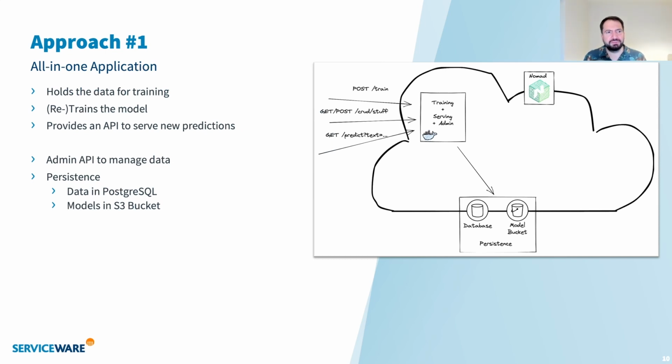So how did we start? What was our first approach? That was a very naive one, where we said, hey, okay, let's just build an all-in-one application where the application holds all the data. It decides when to train and retrain a model, and it provides the API to serve new predictions. Also, alongside that, we have some small admin API where we manage our data and do just basic operations on the application itself. To store all that, for the regular data, we used a Postgres database, and we stored the computed models in an S3 bucket.